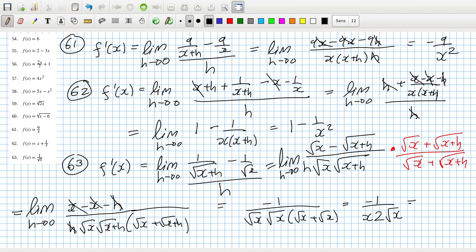Now, you could write this as a power: minus 1 over 2 x root x. If you wanted to write that as a power, that would be minus a half x to the power minus 3 over 2, if you wanted it like that.